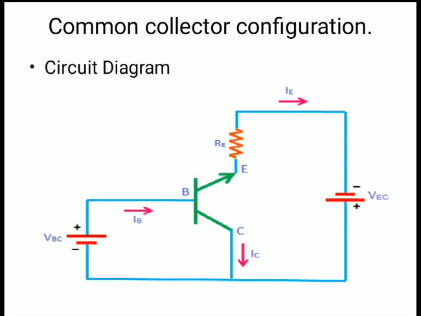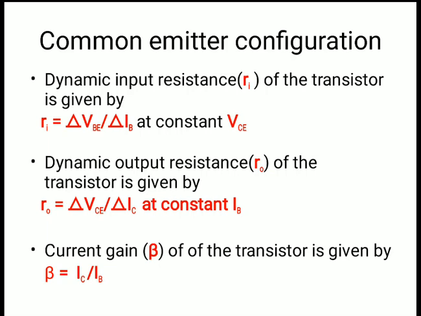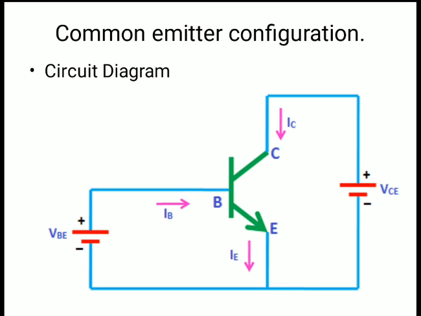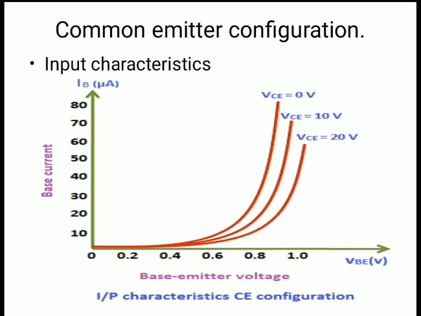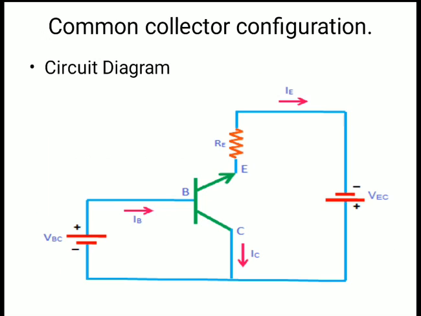Now the next and last one is the common collector configuration. Just look at this diagram. What we have done is turn the transistor, so the emitter goes to the upside and the collector becomes the downside. See here, the emitter is on the upside and the collector is on the downside, and the base, as usual, is between the emitter and collector.